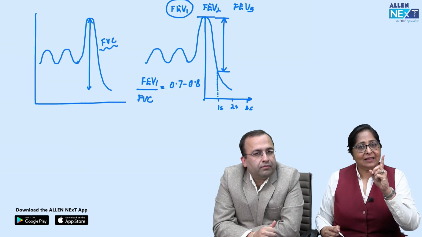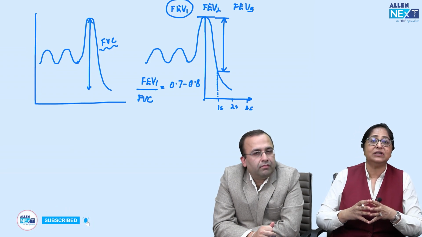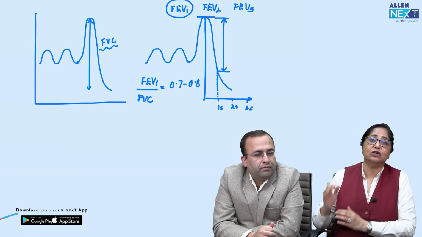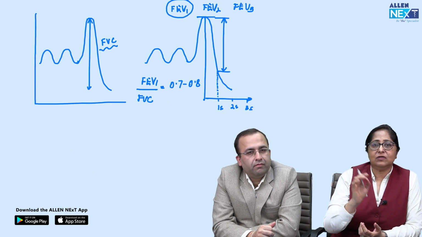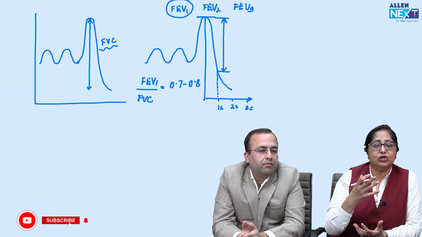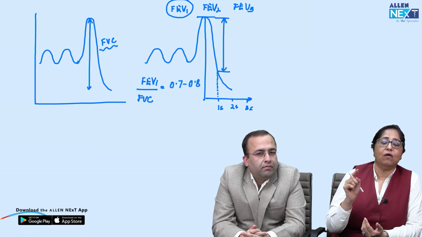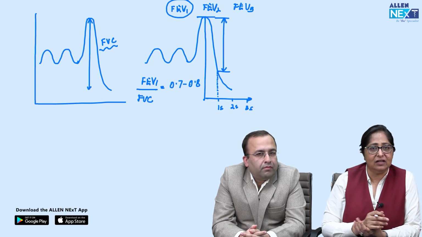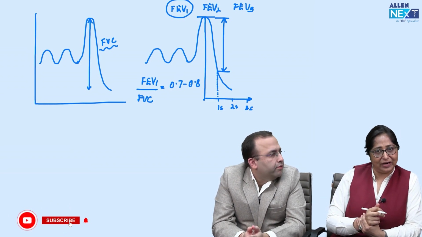That means at the end of 1 second, a normal individual should be able to breathe out at least 70% of his total vital capacity. So if I ask you a question, forced vital capacity is 5 liters, what should be the volume of air expired at the end of 1 second in a normal individual? So at least 70% of 5 liters, which is 3.5.